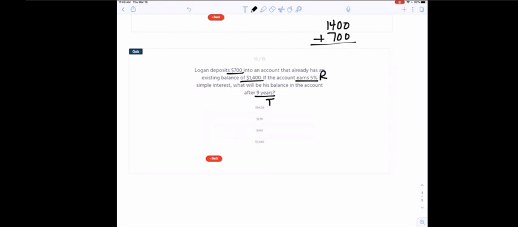So let's add 1,400 plus 700. 0, 0, 11, 2. So this is our principal. What is the question asking us for? His balance. So that means that we have to find the interest first and then add it to our principal, and that will give us balance.